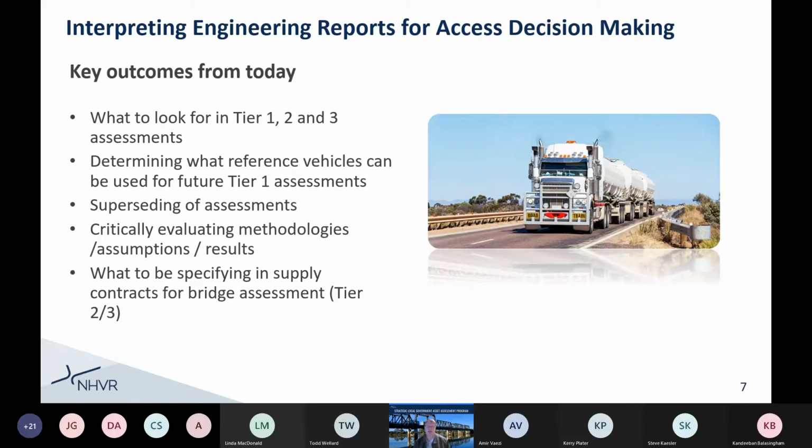And then the last thing that I really want to cover today is a little bit about what to specify in supply contracts for bridge assessment, particularly looking at that sort of tier 2, tier 3 level, because when you go out to market, what you ask for has a big impact on how useful that will be down the track.